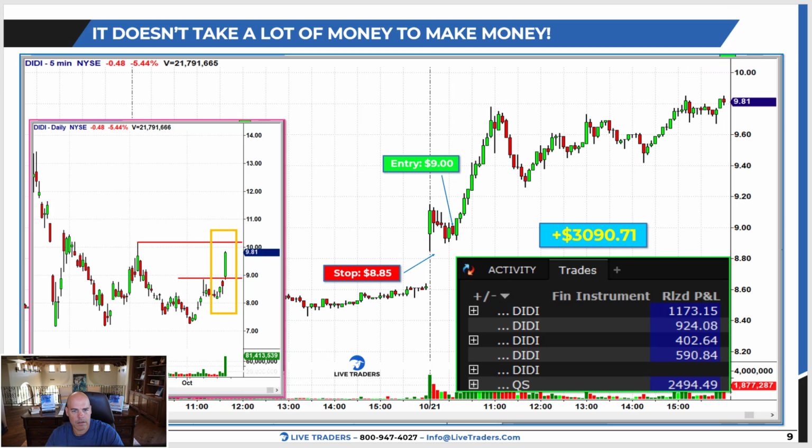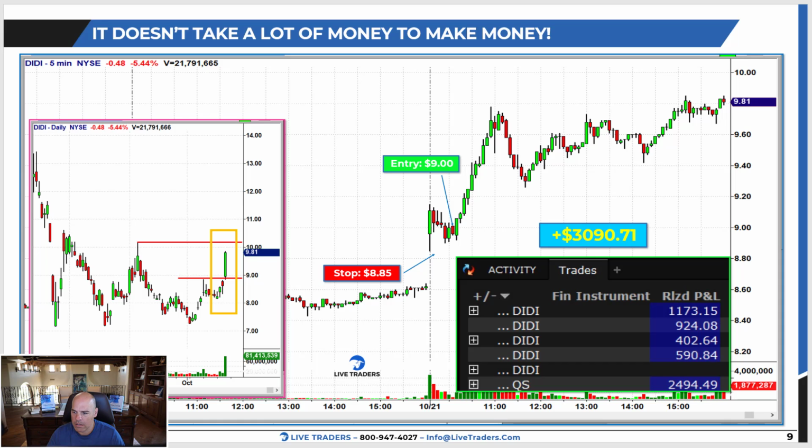Let's do it again. How about DIDI? D-I-D-I, okay? Nice gap over this red bar right here with room back up to just over 10 bucks. So stock opens and rips, pulls back, $9 entry, $8.85 on the stop loss. There's another $3,090 on this. Look at that rip. That's ridiculous. It went from 9 to 9.80 in, I don't know, 30, 45 minutes, whatever it was. The daily was nice, had the triple bottom, gapping over a red bar, topping tail, room to go higher. This is a $9 stock.